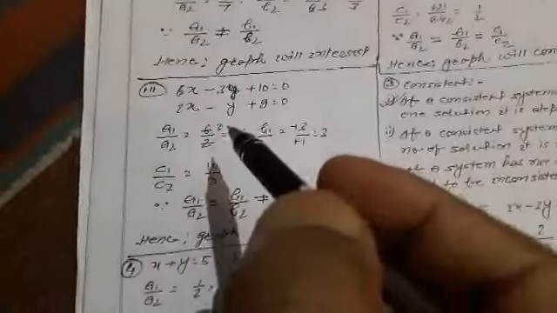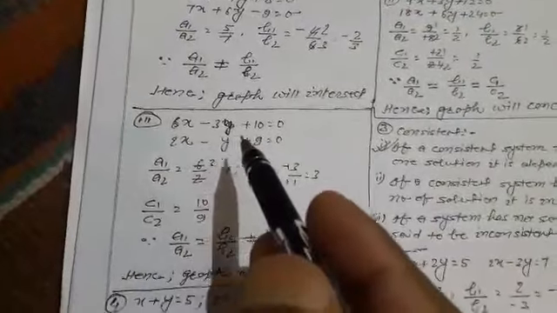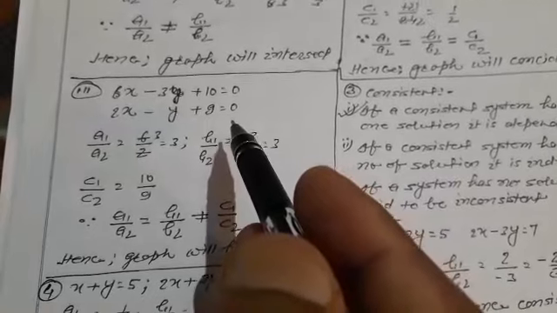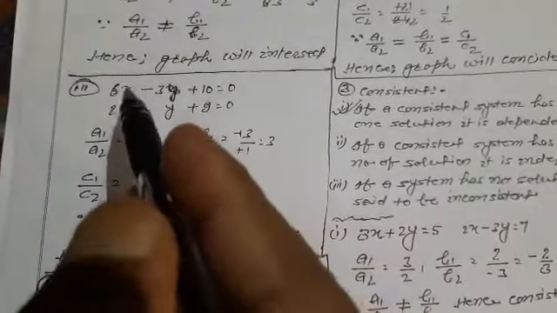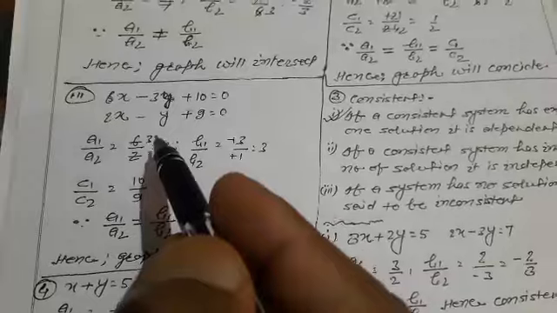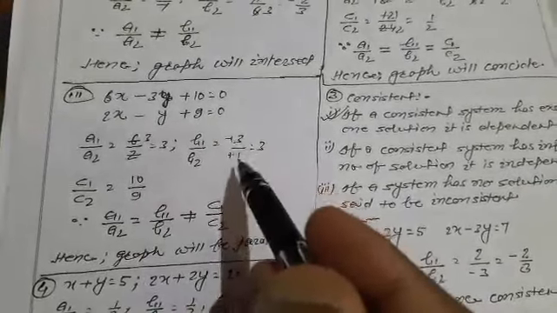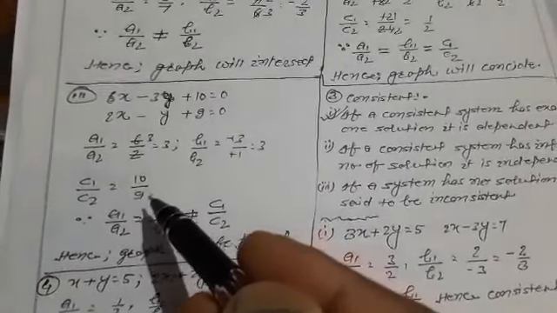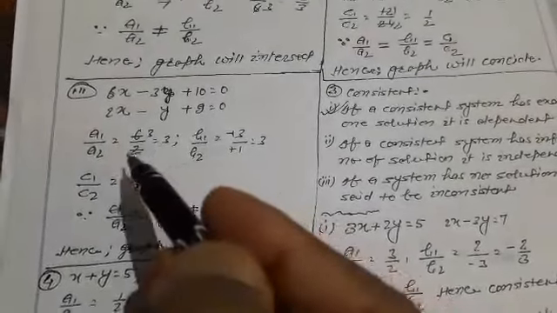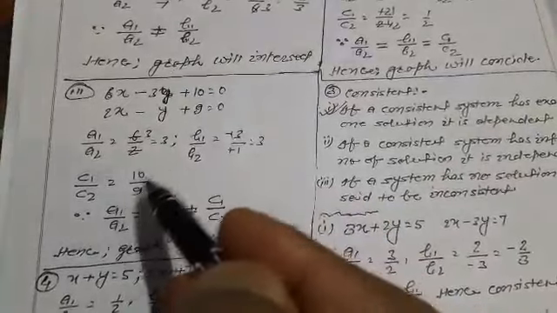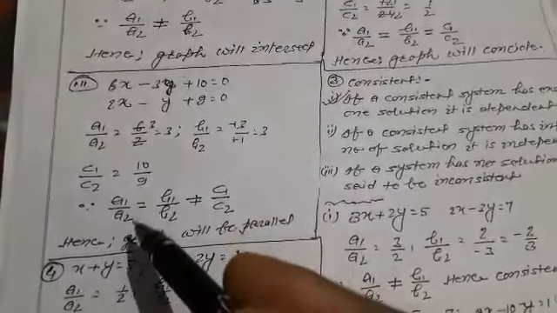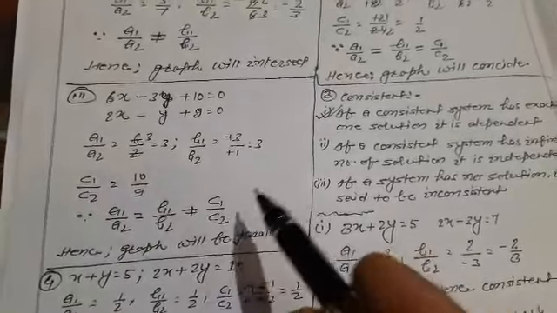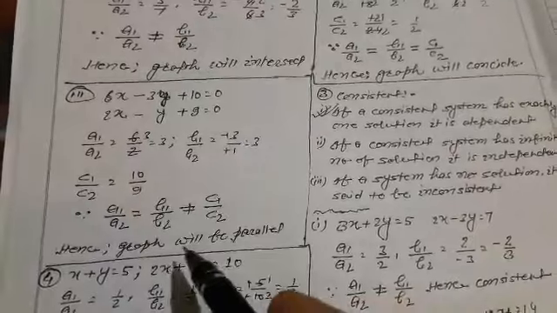Now there is a third question, 6x minus 3y plus 10 equal to 0 and 2x minus y plus 9 equal to 0. Here also we find a1 by a2, 6 by 2 becomes 3, b1 by b2, minus 3 by minus 1, so it also becomes 3. Now c1 by c2 is 10 by 9, we cannot simplify it, it is 10 by 9. Here we find that these two are equal, but not equal to c1 by c2. Hence a1 by a2 equal to b1 by b2 is not equal to c1 by c2. It means that the graph will be parallel, they have no solution.